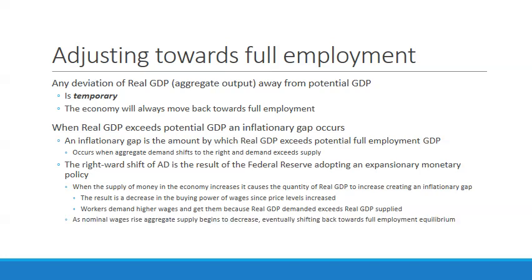So as nominal wages rise, aggregate supply begins to decrease. So in other words, that shortage that we were seeing is kind of disappearing. So as nominal wages rise, aggregate supply begins to decrease, eventually shifting back towards full employment equilibrium.